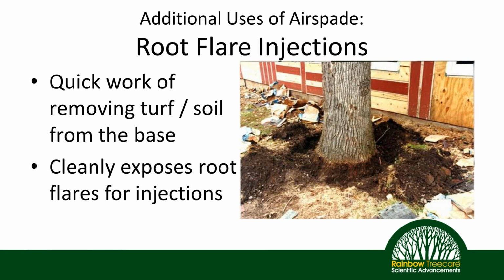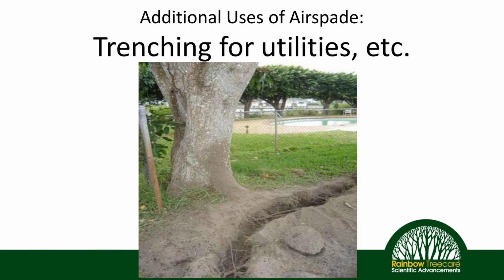And of course, the nice thing about using the compressed air over something mechanical like a spade is you are greatly reducing the chances of damaging the bark of the tree or the roots of the tree. Some other applications of this would be doing trenching, especially for utilities. We have done many of these in my career where we are going to be trenching underneath large roots to put in things like gas lines or water lines, service lines to houses.